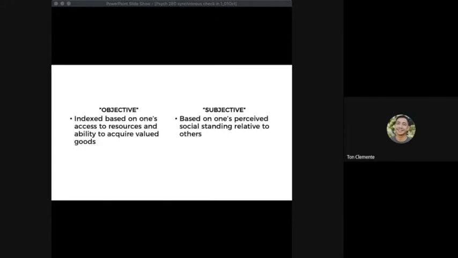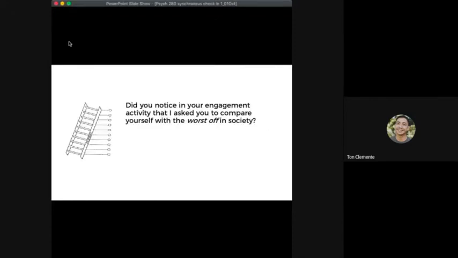As opposed to the subjective component, your own construal of rank or status, nagiging subjective siya kasi ang standard niya, ikaw. Hindi siya necessarily siniset ng lipunan o ng gobyerno, pero ikaw yung magtatakda or magdidikta kung nasaan ka dun sa social class ladder. So just a quick throwback. Did you notice in your engagement activity that I asked you to compare yourself with the worst off in society?